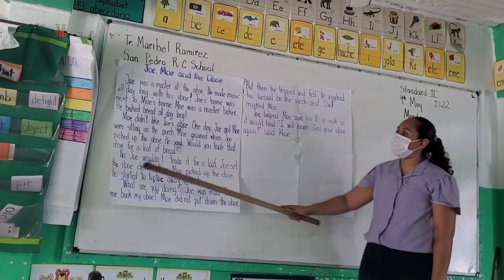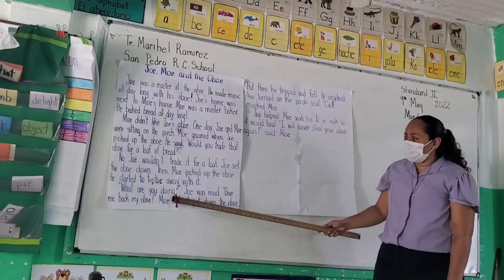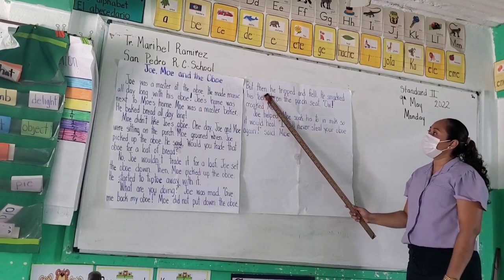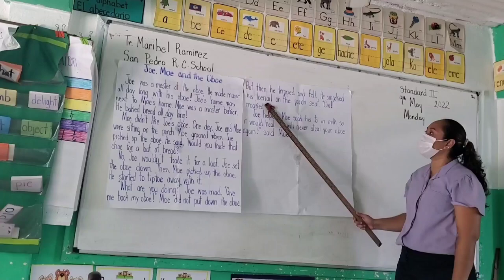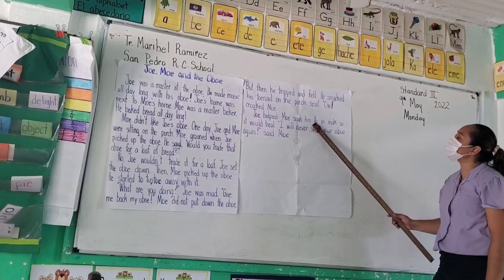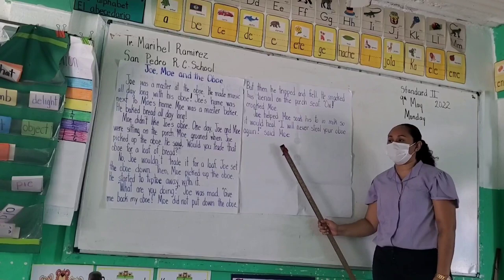Joe set the oboe down. Then Moe picked up the oboe. He started to tiptoe away with it. "What are you doing?" Joe was mad. "Give me back my oboe." Moe did not put down the oboe. But then he tripped and fell. He smacked his toenail on the porch seat. "Oh!" croaked Moe. Joe helped Moe soak his toe in milk so it would heal. "I will never steal your oboe again," said Moe.